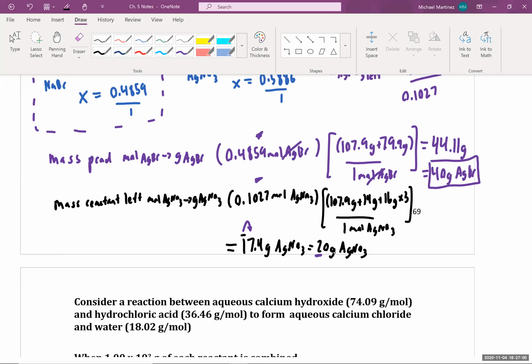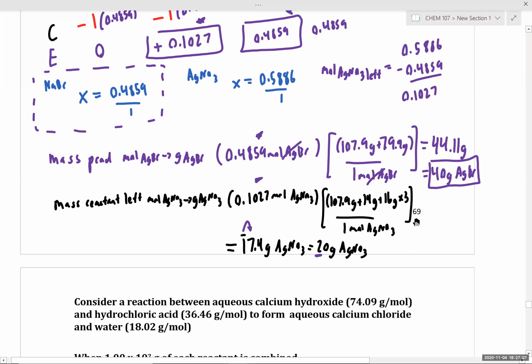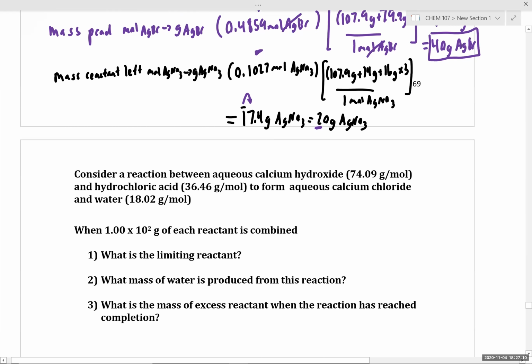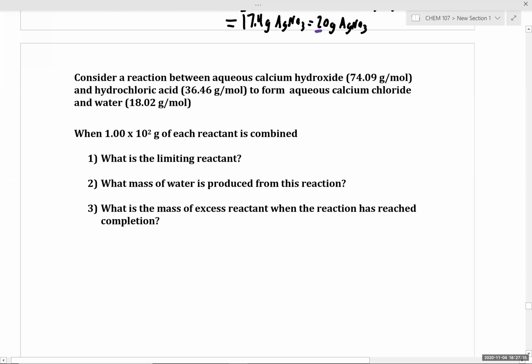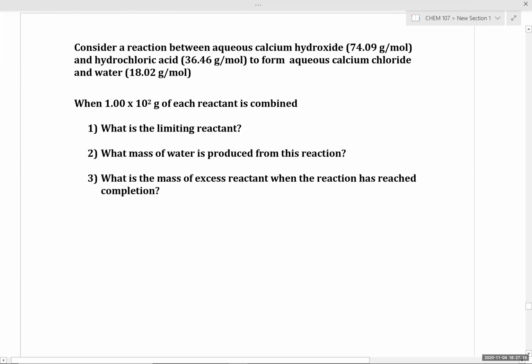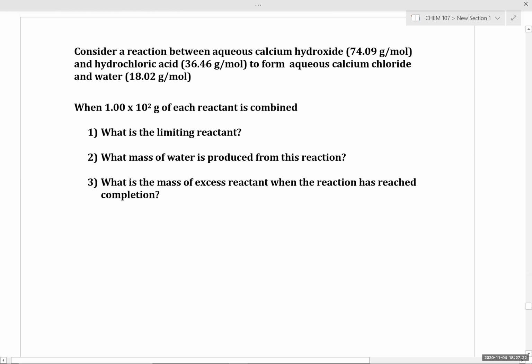So let's look at another example. This is pretty similar to what you may see on an exam. And this is also really important if you want to be prepared for future sections when we talk about titration and using a chemical reaction to calculate the amount of another species in that reaction mixture. Okay, so we're considering a reaction between calcium hydroxide and hydrochloric acid to yield calcium chloride and water.